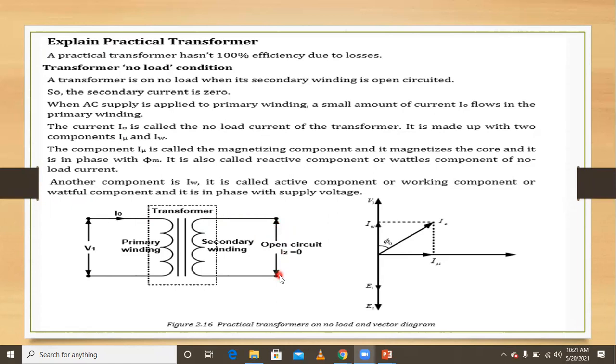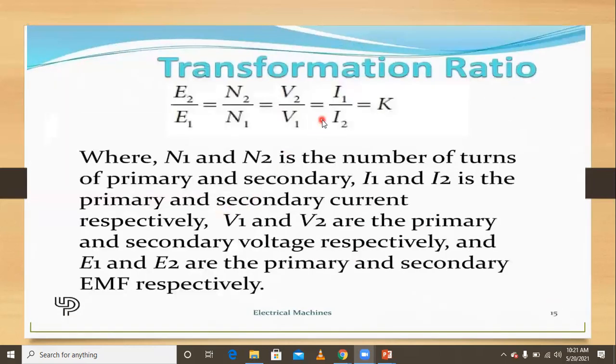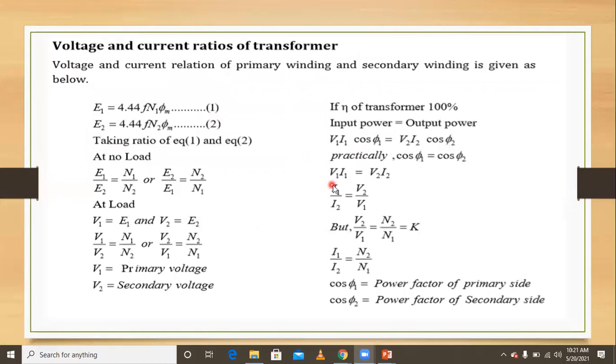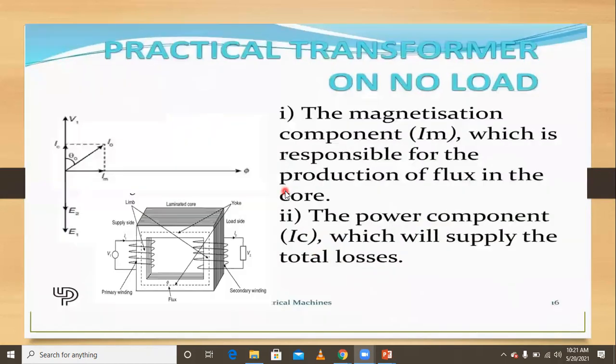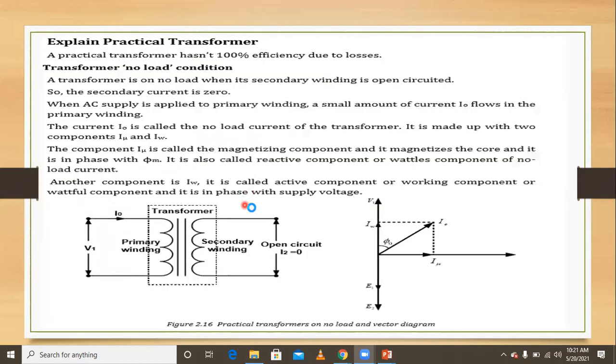If I2 is equal to 0, what is the current on the primary side, I1? I1 is also 0, because I1 is proportional to I2, since V1 I1 is equal to V2 I2. I2 is the current of the secondary winding of the transformer, and I1 is the current of the primary winding. If I2 is equal to 0, then I1 is also 0. The secondary current of the transformer is 0. This is called I2 equal to 0.